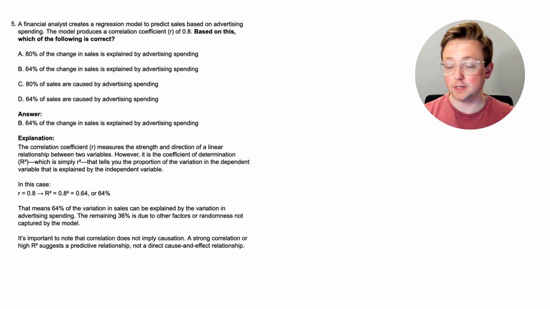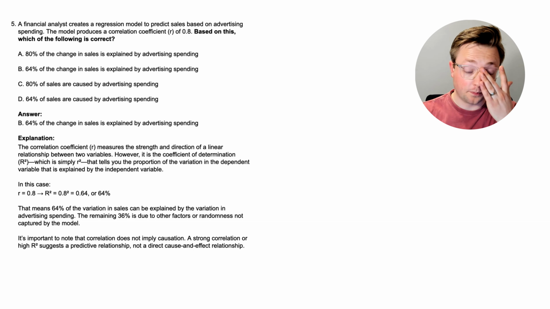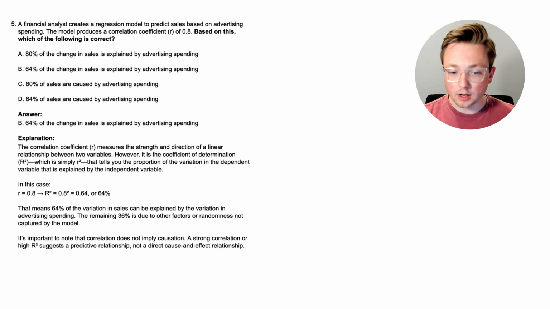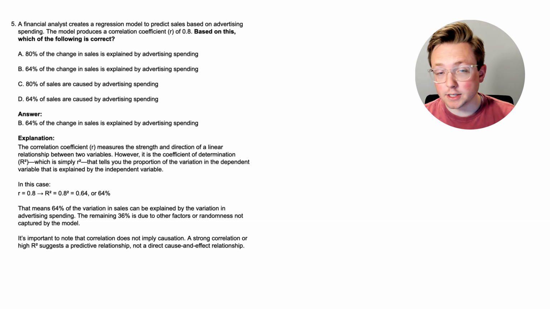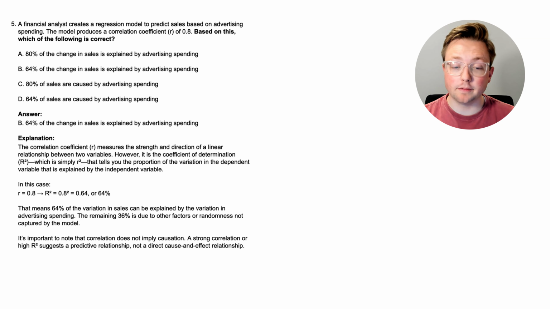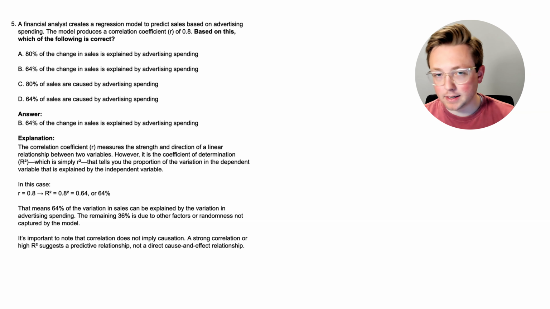Okay, so let's go through this. Again, if you have no idea what that means, I'm trying to explain it here so that you have a general idea of what this means if you see it on a question. The correlation coefficient, which is R, measures the strength and direction of a linear relationship between two variables. So how strongly those two variables are connected and how linear their connection is. However, it is the coefficient of determination, which is R squared, that tells you the proportion of the variation in the dependent variable that is explained by the independent variable.